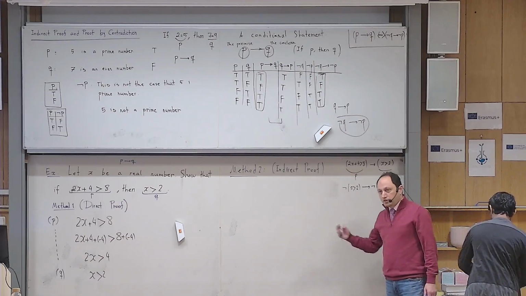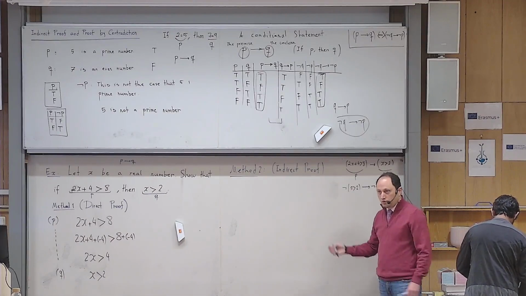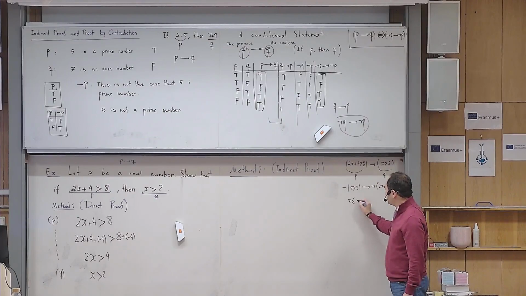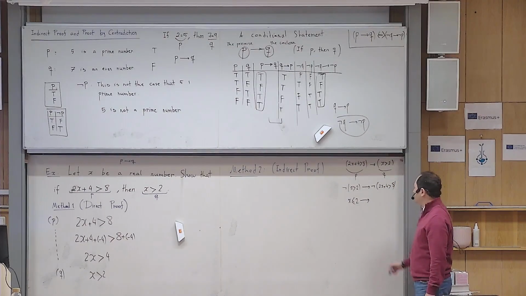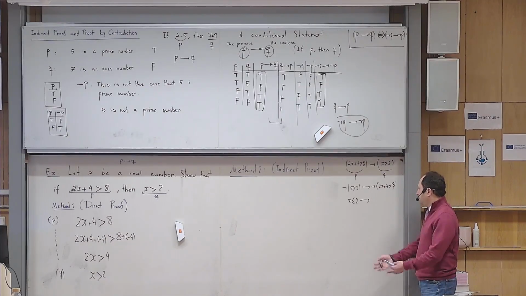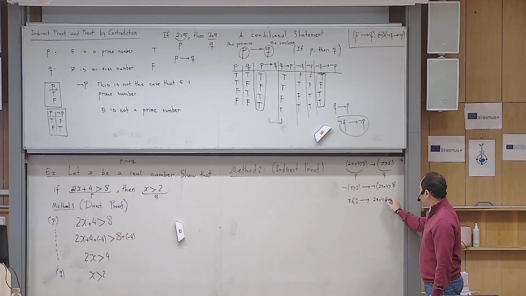When you say x is not greater than 2, there are two possibilities. Either x is equal to 2 or less than 2. So a better way of writing this is simply writing this. Yes? Then, again, what is the negation of this? It is not the case that 2x plus 4 is greater than 8. In better language, it means 2x plus 4 is less than or equal to 8.